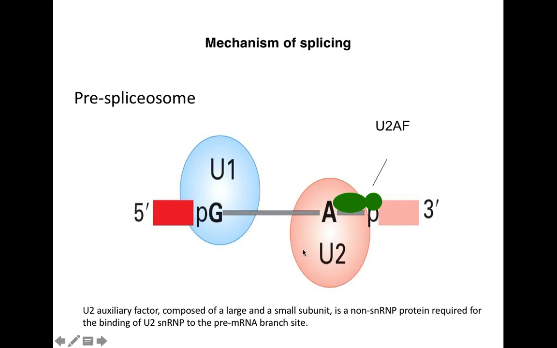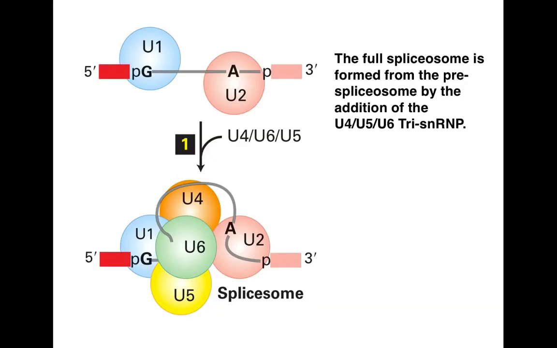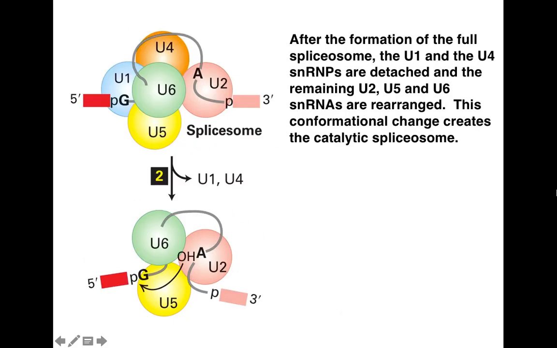We have U1, U2 and U2 auxiliary factor. So after binding of these two snRNPs and this auxiliary factor, the spliceosome is formed by the addition of 3 other snRNPs, which are U4, U6 and U5. So this combination then leads to the formation of a mature spliceosome, where we have U1 at the 5' end, U2 at the 3' end, and then U4, U5 and U6 also bound to the pre-mRNA molecule.